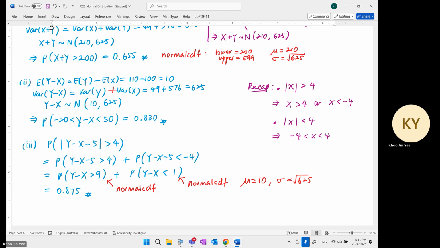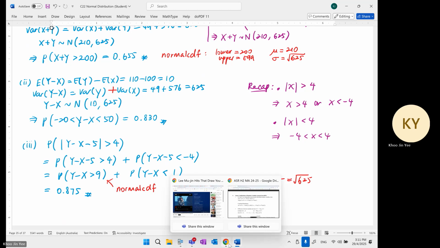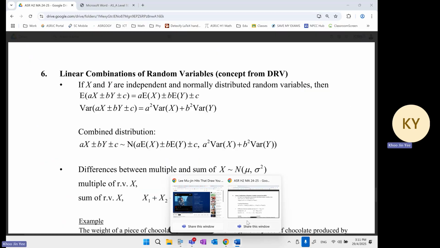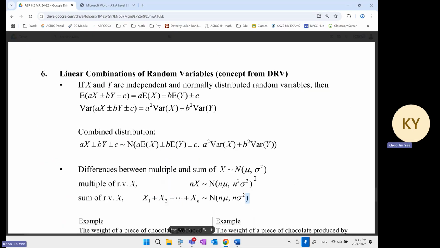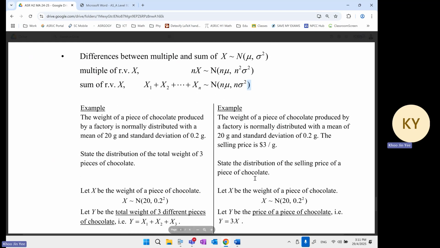Okay, last but not least. The last section already. I think we can finish in time. The final part is the difference between multiples and sums.